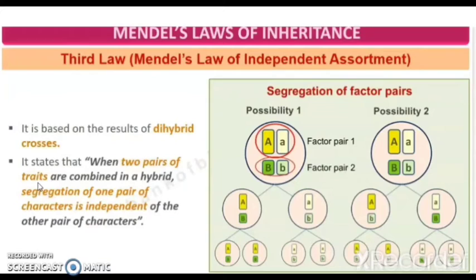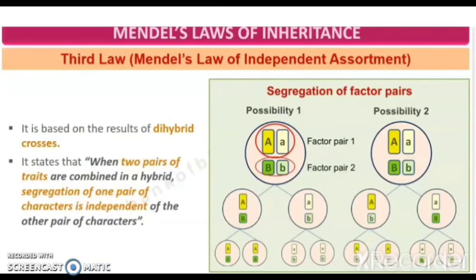So if you have taken round yellow, this round and yellow are not working together; they get segregated and become independent, and they carry out the gamete formation process. So when two pairs of traits are combined in a hybrid, segregation of one pair of characters is independent of the other pair, right? So this is how they occur in living organisms. Clear?